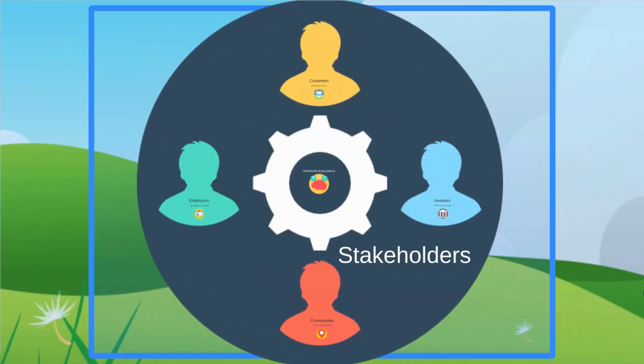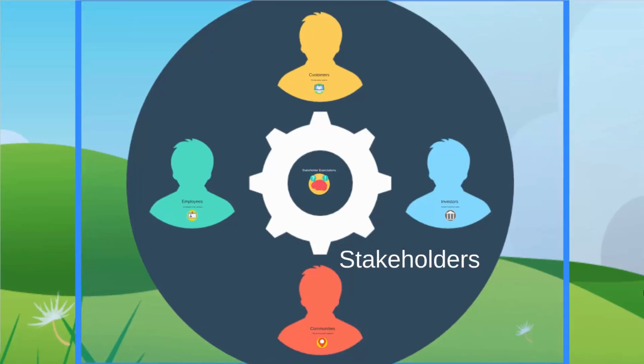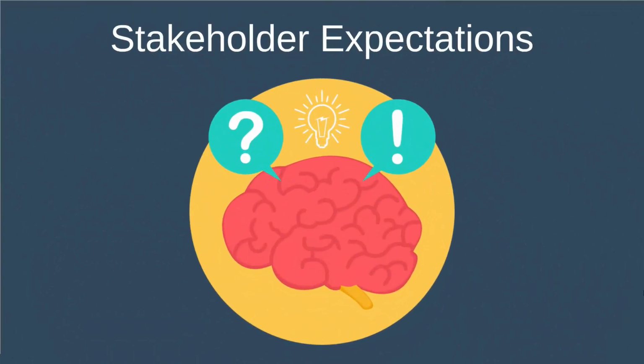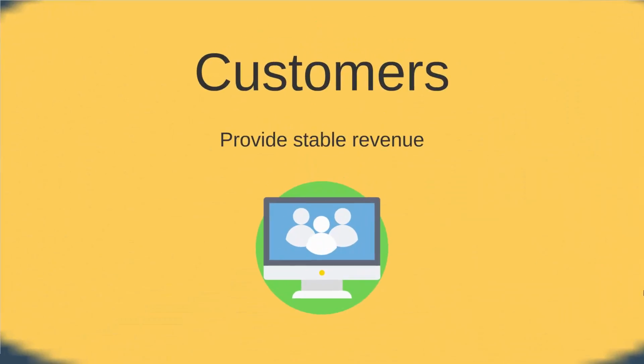So, by mapping key stakeholders and their expectations, you can turn general business conditions into specific expectations that your business or organization can respond to. Customers expect products or services that meet or exceed their expectations, and they in turn provide stable revenue as measured in customer share.